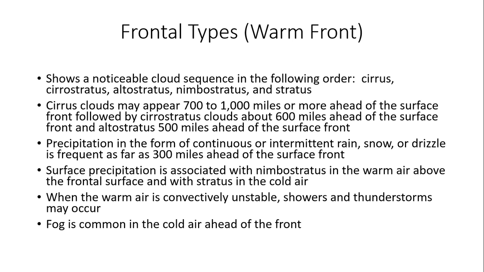Surface precipitation is associated with these nimbostratus clouds in the warm air above the frontal surface and with stratus clouds back in the colder air. Now, when the warm air is convectively unstable, you can get these showers and thunderstorms that develop. By the way, fog is common in the colder air ahead of the warm front.